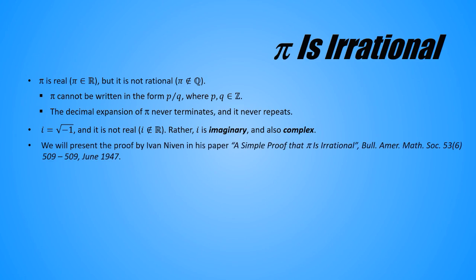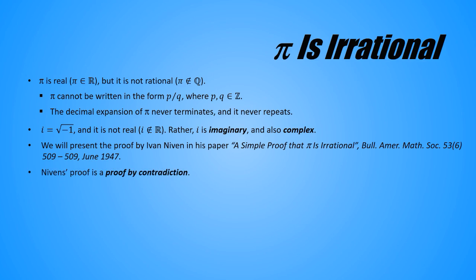There are many proofs of the irrationality of pi, and I'm going to present a 1947 proof by a mathematician named Ivan Niven. He called his paper a simple proof that pi is irrational. And indeed, his elegant proof all fits on one side of one page. But that's only because he didn't show all of his work, and he left a lot of details for the reader to work out. I will be filling in all of those details here.